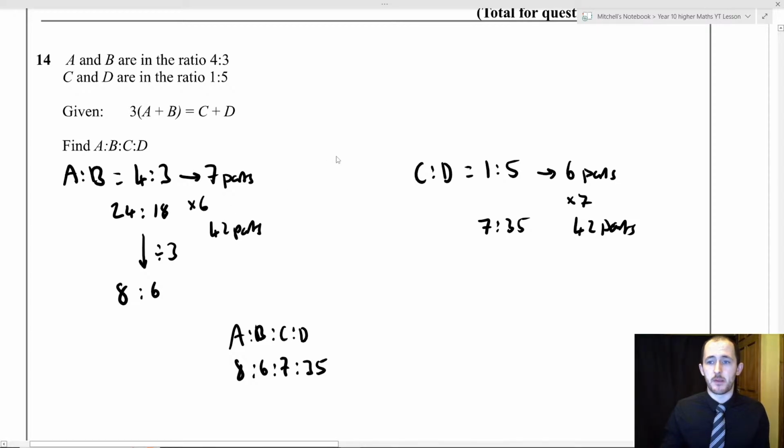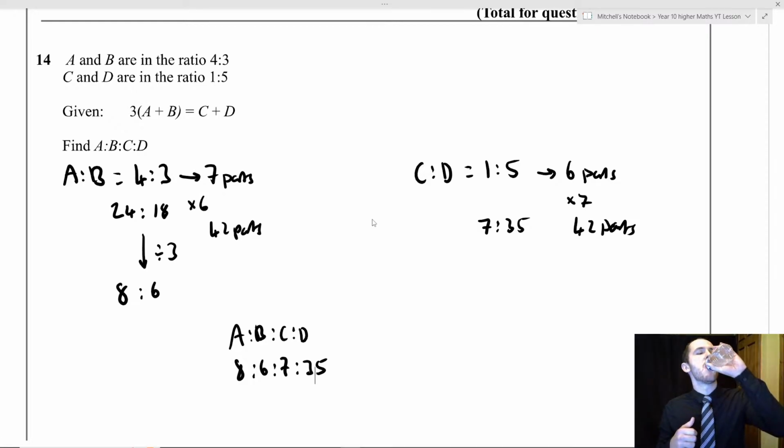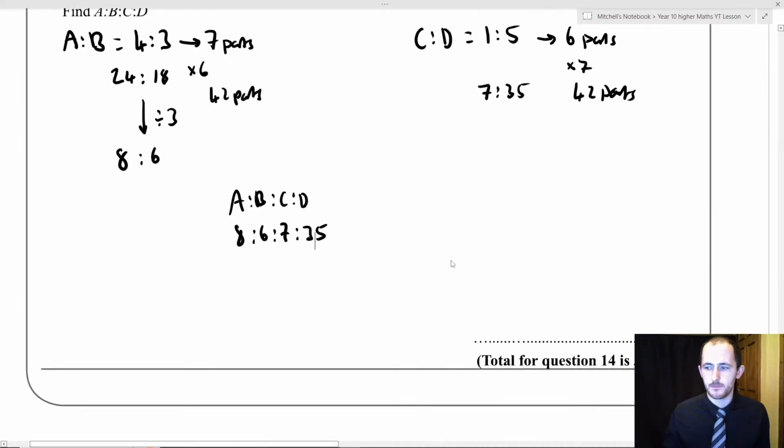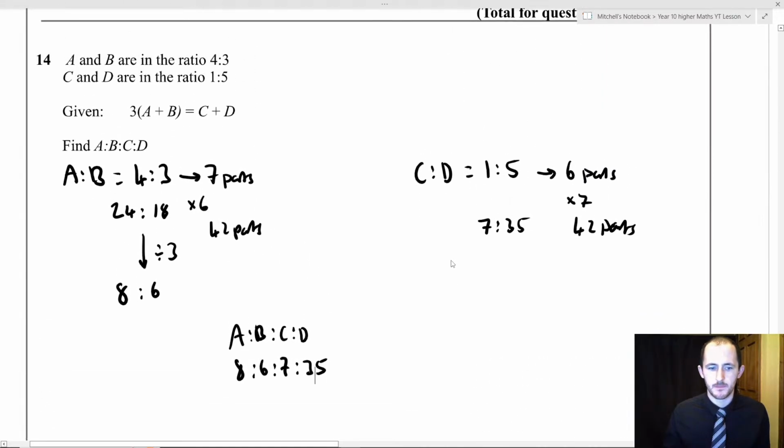I would say this is probably the hardest style of ratio question you can find. Or at least it's one of the ones that are really out there. But is that all okay? Yeah? Okay. So I think the ratios are okay then.